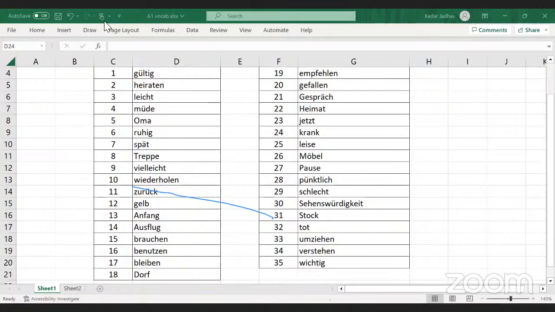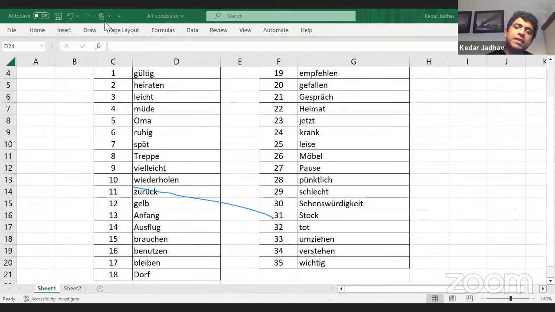So actually, I deliberately chose these 35 words. These are mostly used in your A1, A2 exams, especially in Lesen and Hören. That's the reason why I chose these 35 words. Especially in Hören, if you don't know the word, then it's a little bit hard to understand.